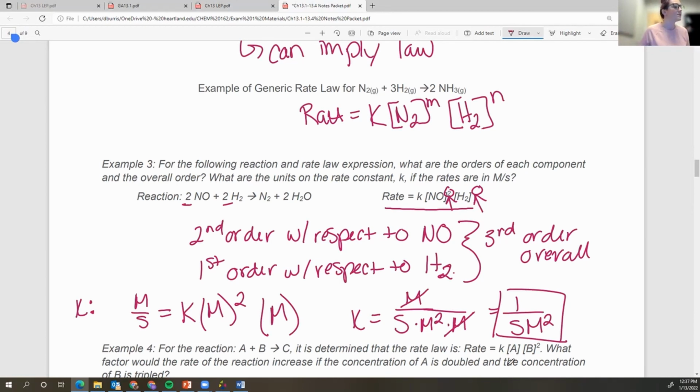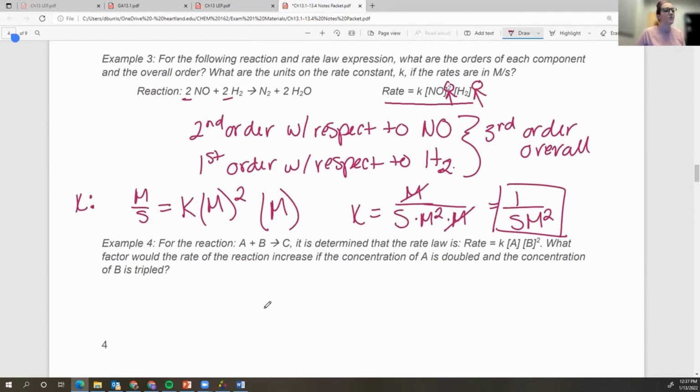Okay. All right. So example number 4 says for this reaction, A plus B makes C. It is determined that the rate law is this. What factor would the rate of the reaction increase if the concentration of A is doubled and the concentration of B is tripled? So this is a little bit different of a question, but all I want you to do is double A, so like put a 2 in there, and triple B, so put a 3 in there. You should be able to tell by how much the rate is going to change.